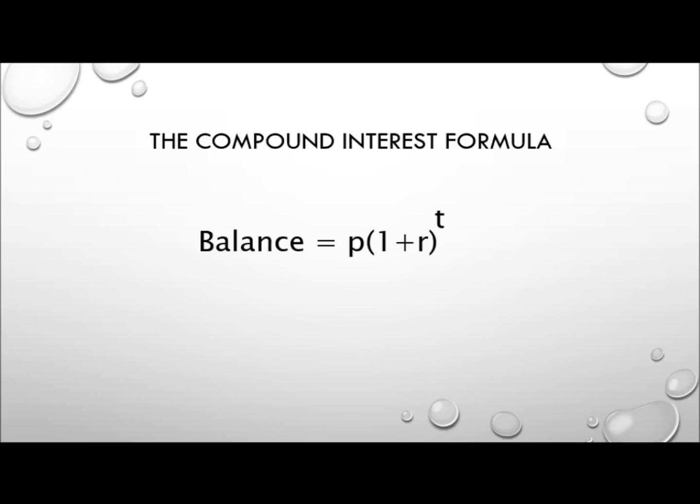So if we generalize that principle, we bring us to the compound interest formula. The balance owed is equal to the principal, that is to say the amount invested or borrowed, times (1 plus the rate) raised to the power of how many times that rate is applied. So if your interest is calculated annually, then your t would represent your time in years. If the interest is calculated monthly, then t represents your time in months. If it is calculated daily, then it represents the number of days that the loan's over. So our balance is the principal times (1 plus the rate) raised to the power of the number of times it's calculated.